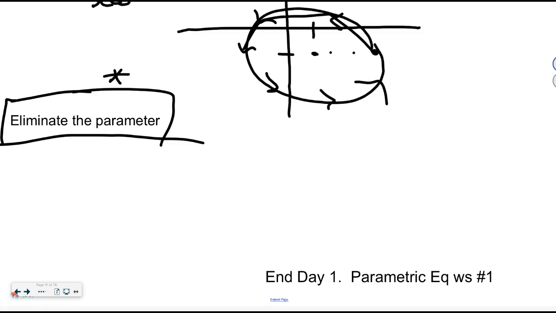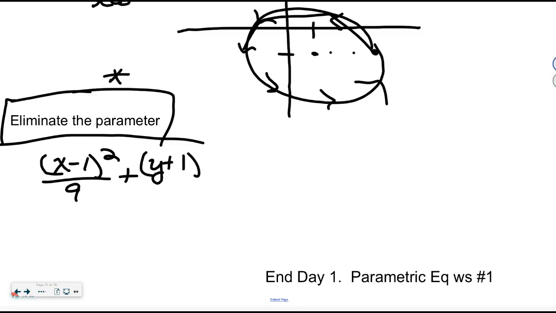No. So who eliminated the parameter? What did you get, Ashley? Yep. Okay. Over 4, right? And equaled 1.